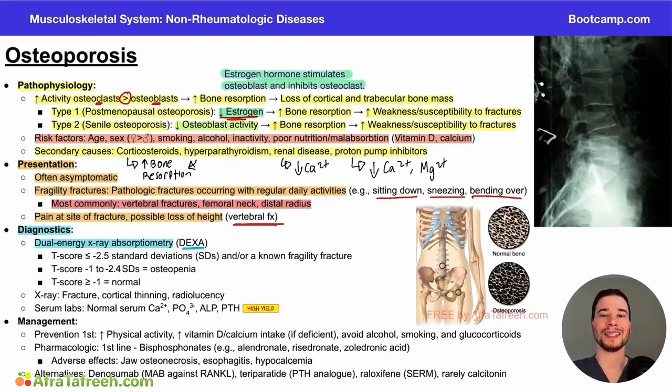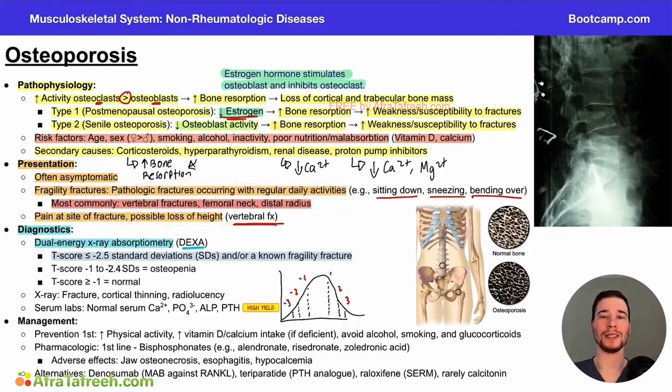And so the result of this test is measured by the T-score. And the T-score is just the number of standard deviations by which the patient's current bone mineral density is different than that of the young, healthy reference population. And so the classic diagnostic criterion for a patient with osteoporosis is a T-score less than or equal to negative 2.5 standard deviations, and/or the patient has a known fragility fracture, which we talked about earlier on. These most commonly occur in the spine, femoral neck, or distal radius.